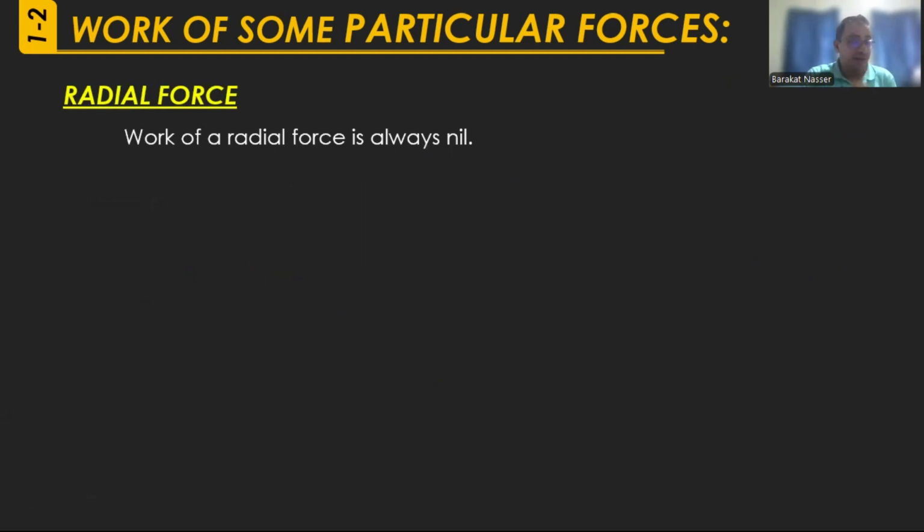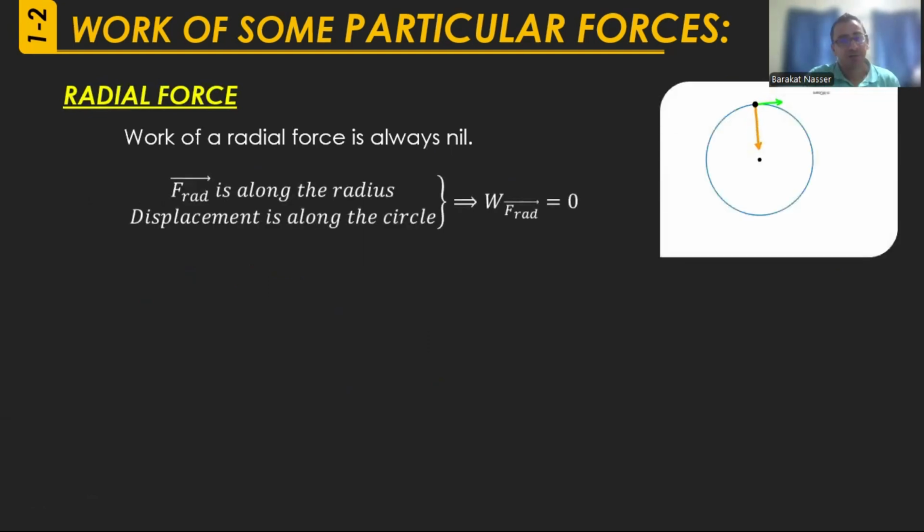The work done by a radial force is nil, is 0. Why is that? The radial force always points inwards towards the center, while displacement is always on the circle itself. The radius and the circle are always perpendicular. They are always at right angles, as you can see in this animation. Thus, the angle between them is 90, and the scalar product between F and displacement is going to be 0.